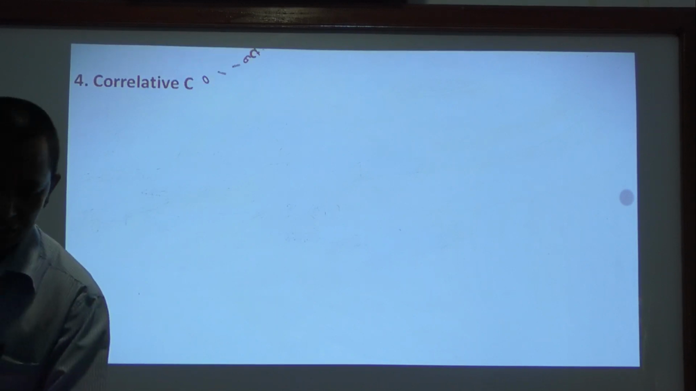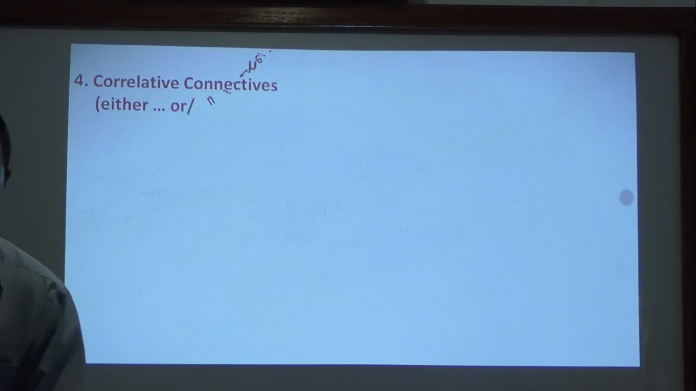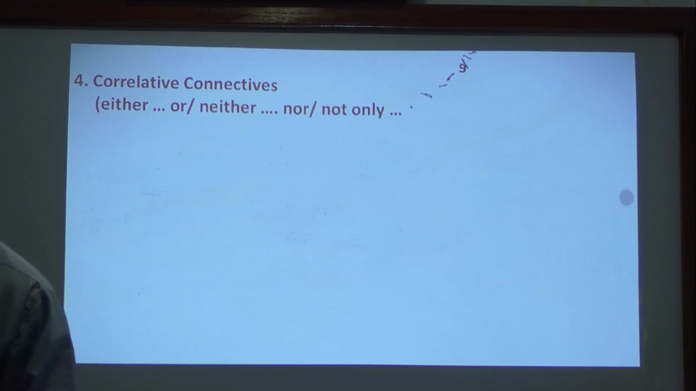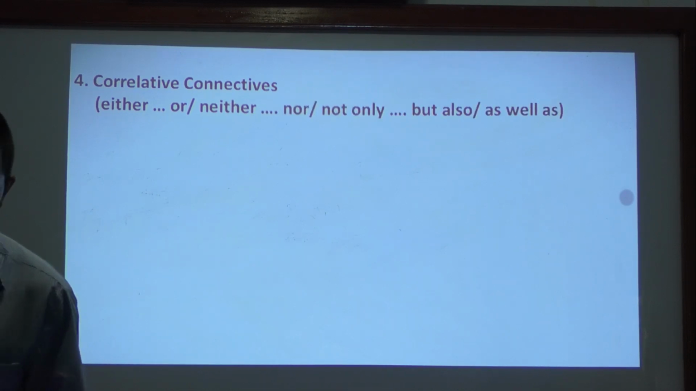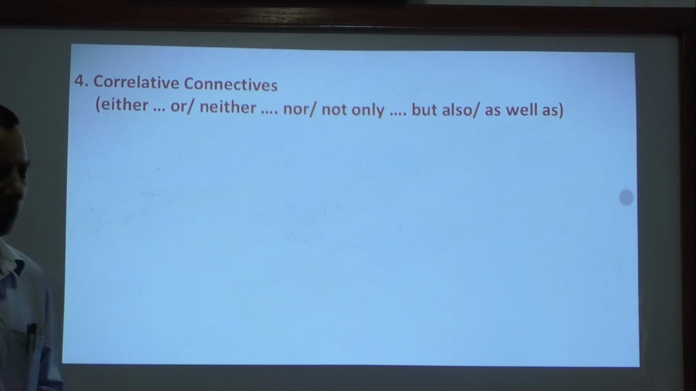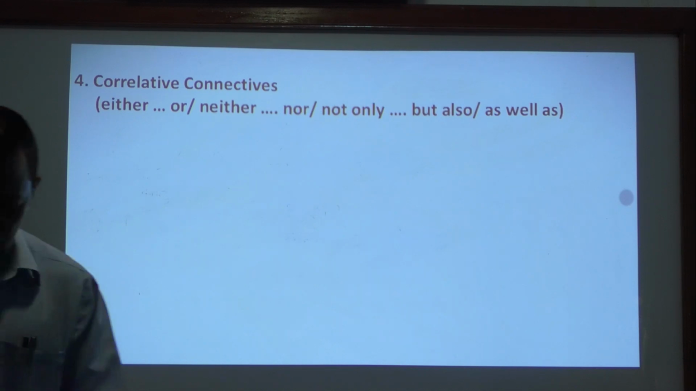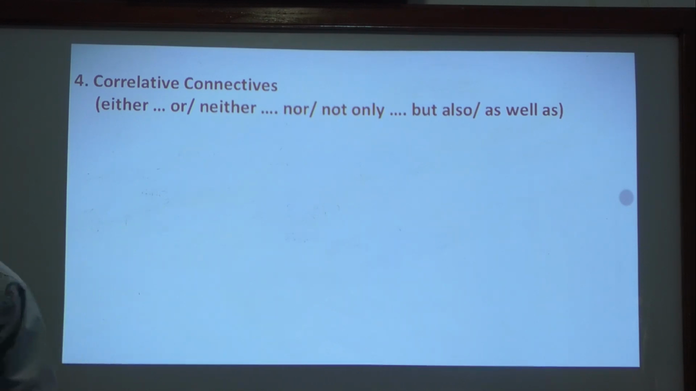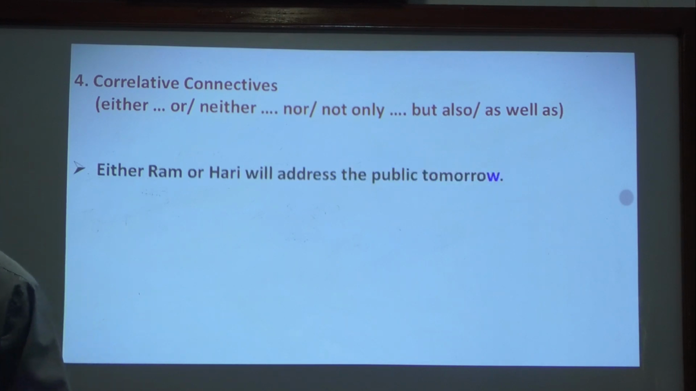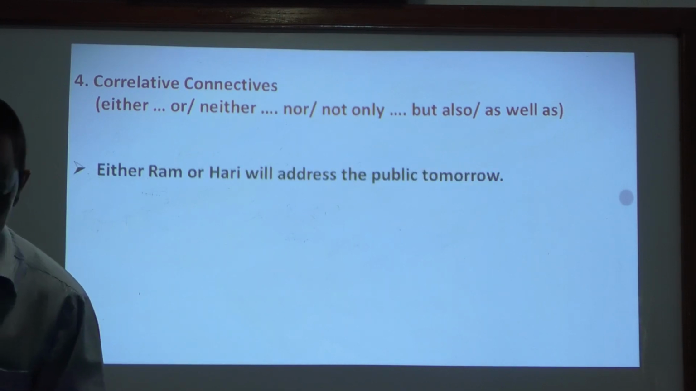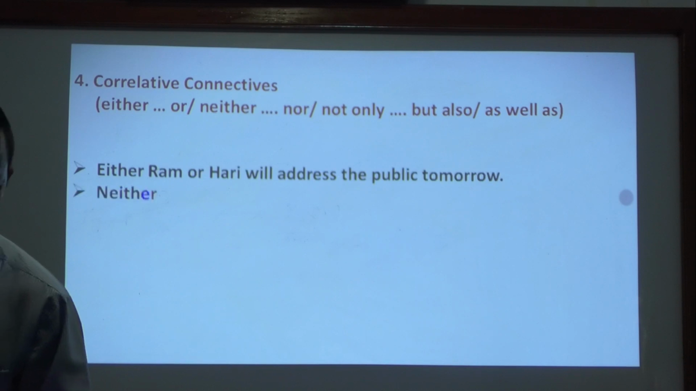Now let me present another type of connectives. What is that? Correlative connectives. Correlative connectives are generally pair connectives, like either...or, neither...nor, not only...but also, as well as, etc. And let me try to make you clear through these examples.